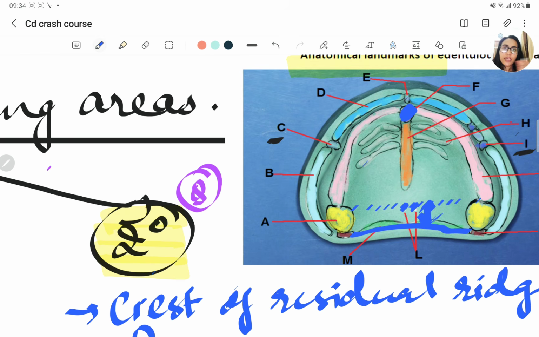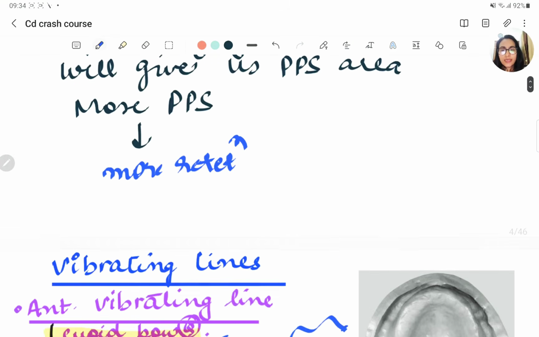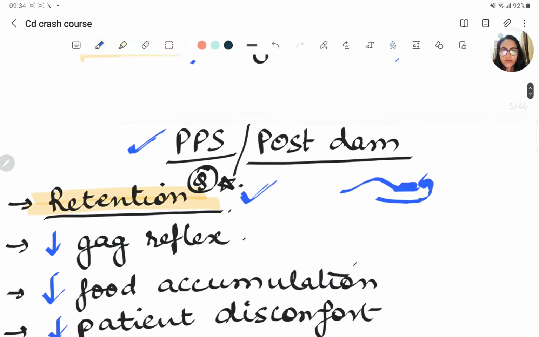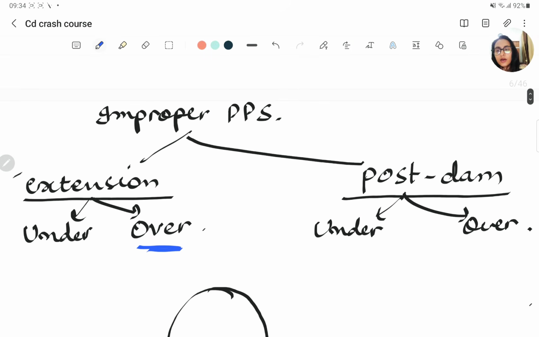So don't take the fovea palatini as a landmark when you are constructing the denture. Generally, we take the denture at least 1 to 2 millimeters beyond the fovea palatini, and this is where the posterior palatal seal area, or posterior vibrating line, is. So when you take the fovea palatini as a landmark, the denture is underextended, because generally the fovea palatini is before the posterior vibrating line.